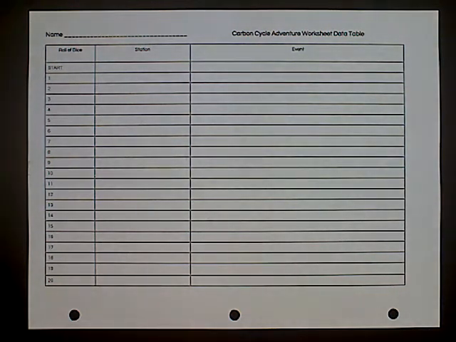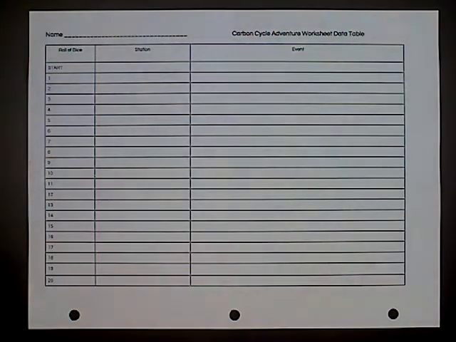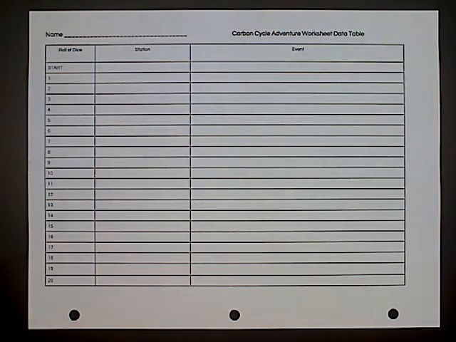Today's lesson is an activity called the Carbon Cycle Adventure. The purpose of this experiment is to track a carbon atom through the stages of the carbon cycle by moving from one station to another based on the roll of the carbon cycle dice at each station. The various stages experienced and the amount of time spent at each will be recorded.